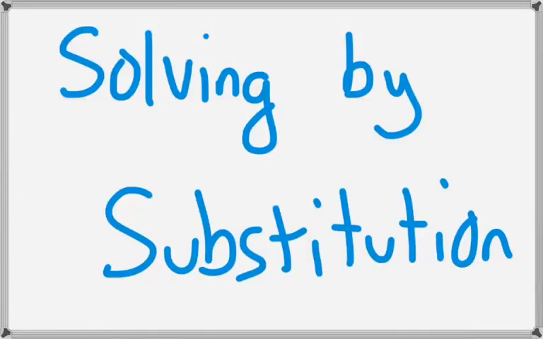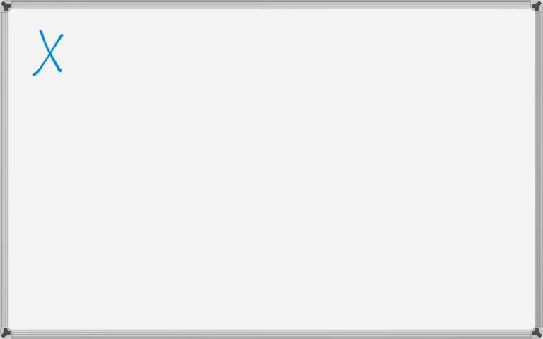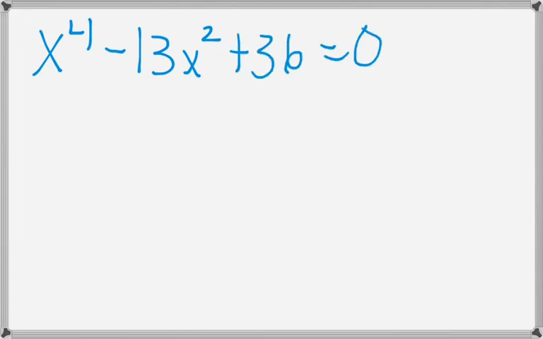In this video, we're going to discuss how to solve an equation using a technique called substitution. Basically, we're going to have an equation that doesn't look like a quadratic, but by using this substitution process, we can write it as a quadratic, which then makes it easier to solve. So here's an example. Say we have x to the fourth minus 13x squared plus 36 equals 0.